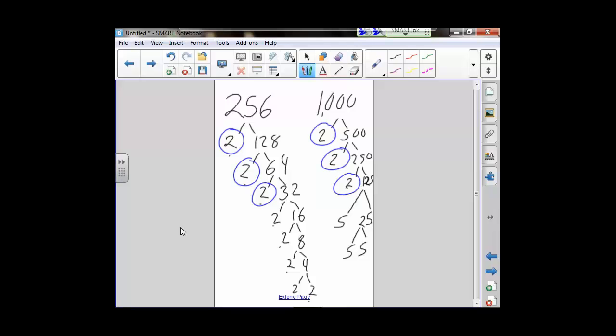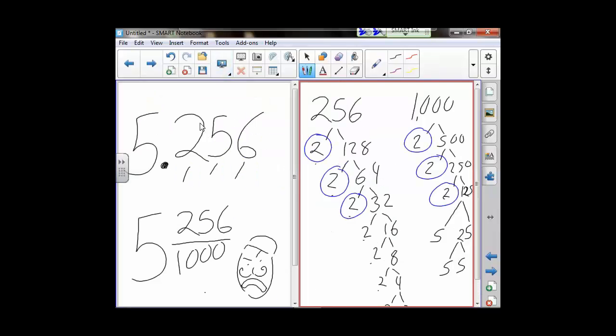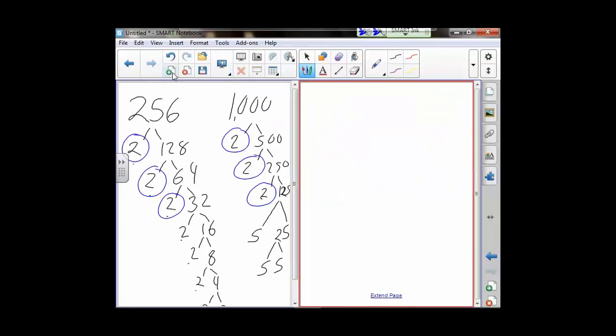Nope. Do I have fives in the other? Oh, it's just those. 6. No, not 6. 8. Right, okay, so you guys are just throwing out random numbers, okay? Let's try to put some meaning to what you mean by 8, all right? So what you found is that the GCF is equal to 2 times 2 times 2.